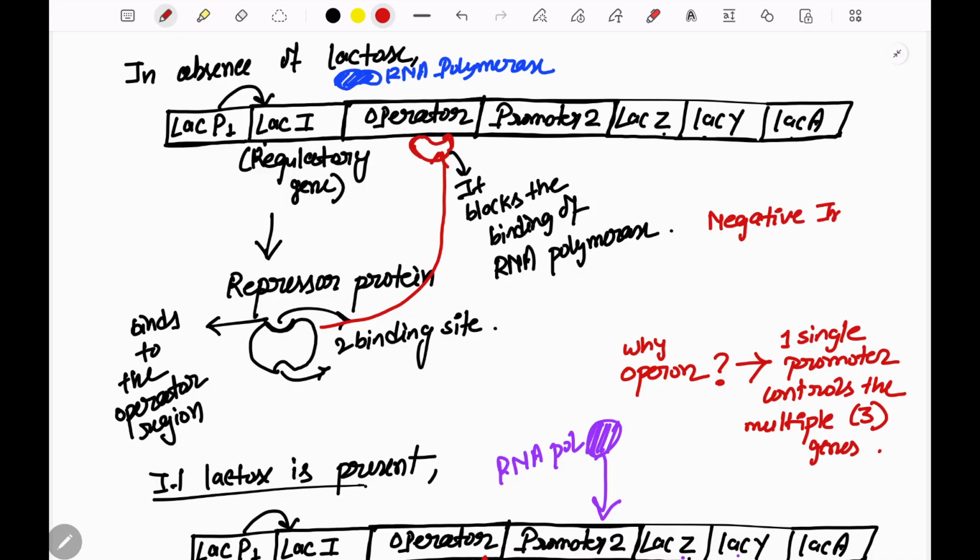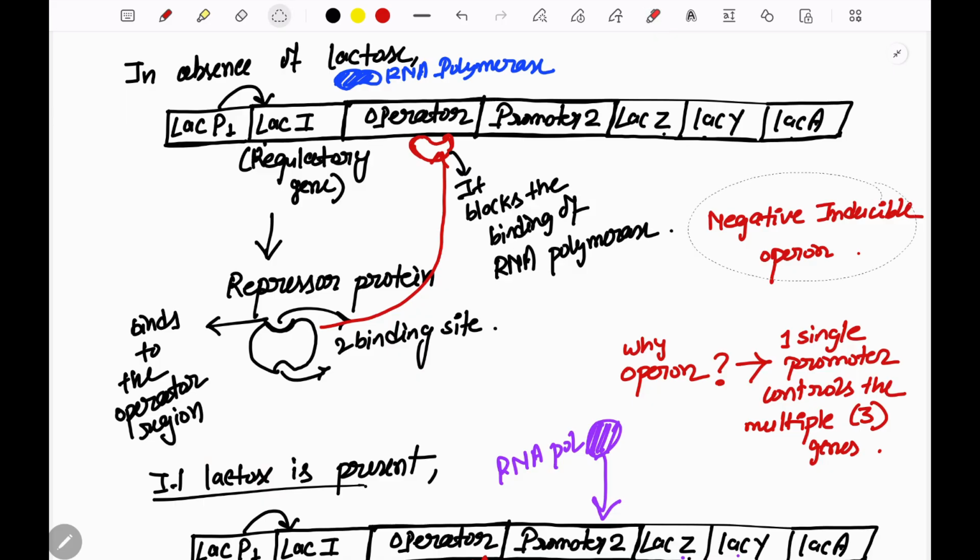Okay, now why is it called negative and inducible operon? Negative because the repressor protein present here gives you the negative effect, because when it binds to this site it blocks the binding of RNA polymerase and further transcription translation process, and when it can't bind it allows the transcription and translation process. So this repressor protein gives the negative effect. And why is it inducible? Because it is induced in the presence of lactose, so it is called inducible operon.